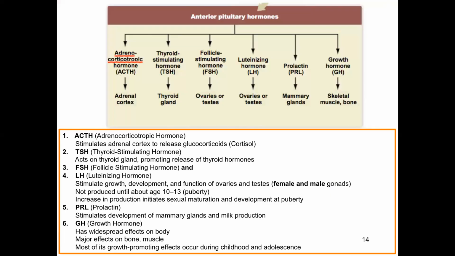Prolactin stimulates the development of the mammary glands, not the release of milk, but the production of milk. So remember, oxytocin is the release of milk, prolactin is the production of milk. And growth hormone: this one is not a tropic hormone. It's the only one here that's not tropic. But I think what it does is pretty obvious. Growth hormone has widespread effects on the body and affects growth.